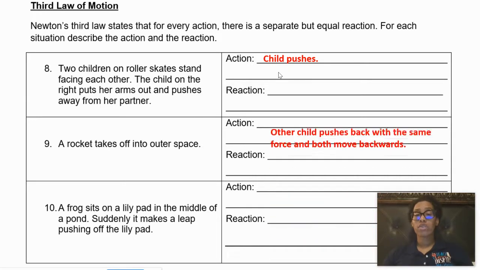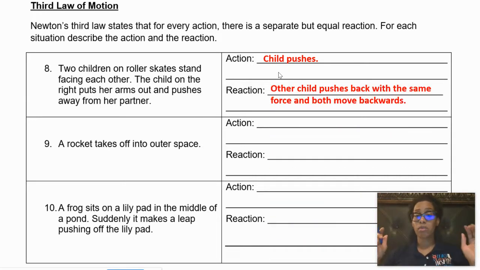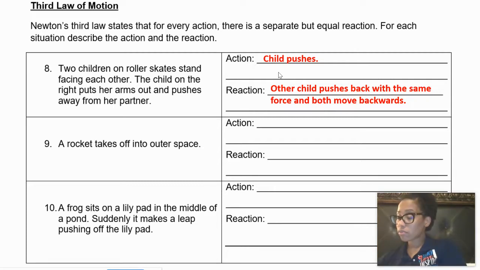The reaction force is the other child pushes back with the same force and they both move backwards, just like what we saw yesterday with the guy in the chair and the student, the cheerleader with the smaller mass in the chair. Okay, so this is action reaction. The action was the child pushes, okay? They both push to each other, but they both are going to move backwards, okay? So the action force is the actual push, and then the reaction is them moving backwards.